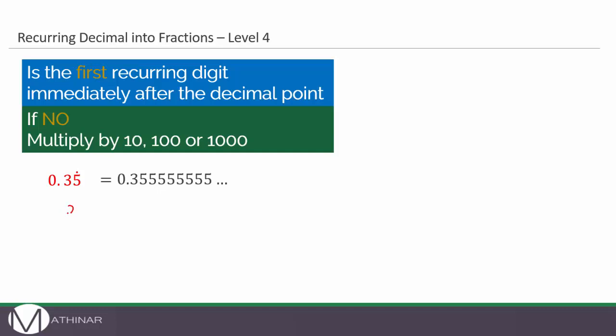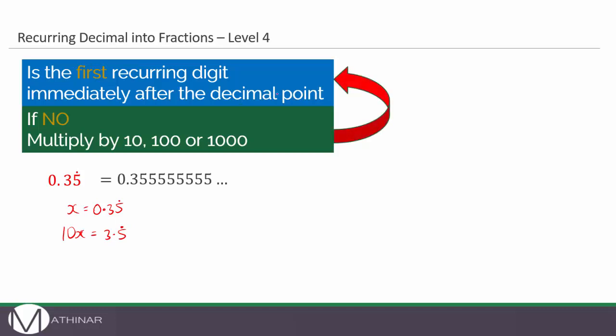So let's write down this question. x equals 0.35 recurring. Now I need the decimal point to be here, so I need to multiply this by 10. So if I multiply this by 10, I get 10x equals 3.5 recurring.